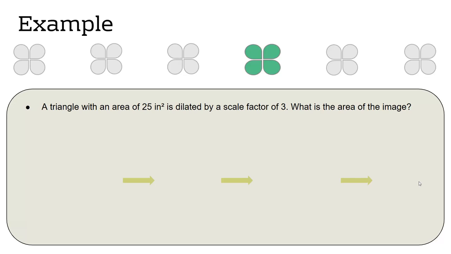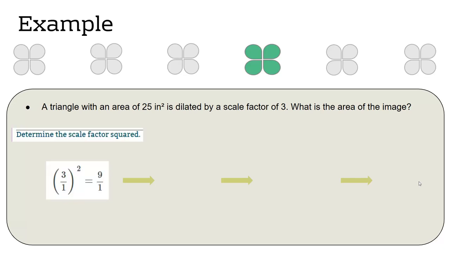In this example, a triangle with an area of 25 inches squared is our pre-image and is dilated by a scale factor of 3. What is the area of the new image? First, we take our scale factor, 3/1, and square it, which gives us 9/1. Then we take that squared scale factor and we set it up in a proportion with our pre-image on the bottom. Our unknown image, x, is on the top.